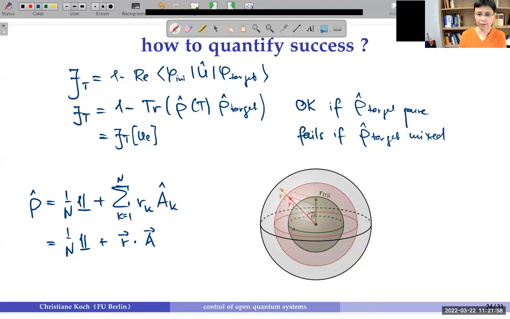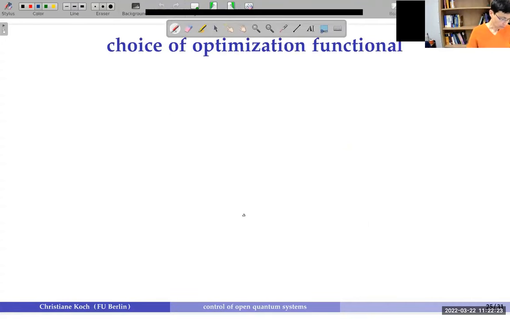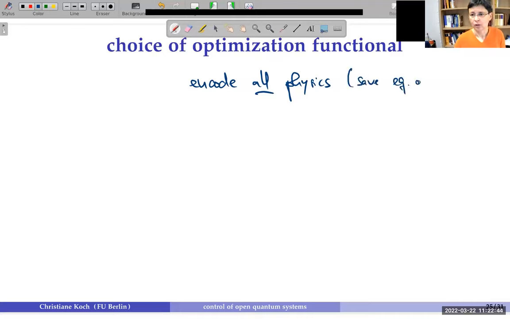So here you should be careful, and you could think that the better way now is to say, well, instead of having this abstract Hilbert-Schmidt product, we can write our target in terms of the length of the Bloch vector that we want and the angle to the target state, and minimize this angle and match the length. So this is already one example for how we should think about the optimization functional. And what this optimization functional does is it encodes all the physics that we want, save for the equation of motion. Okay, so this is given, but it's part of our model.